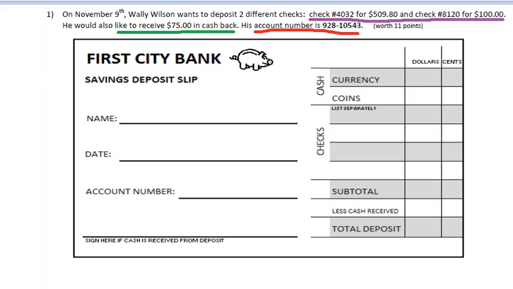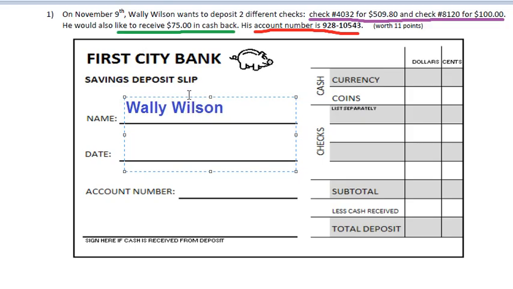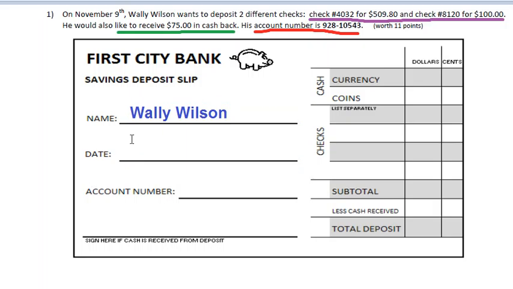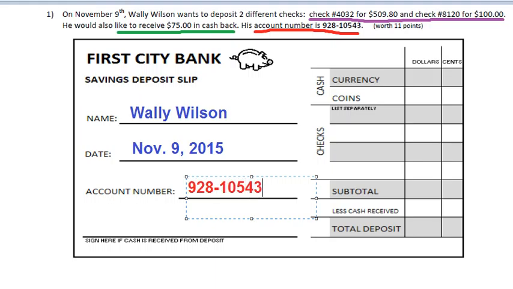So let's get started. First off, what they're asking for is this person's name, Wally Wilson. Now for this part, when you're writing in his name, you can just print it out if you'd like. With the date, you can write it out in numbers, or you can write it out in words, or even abbreviate it like I'm doing. Either way works. And then of course, the account number. Notice how I'm using the color red. That way it matches up with the red underline, showing where I got this number from.